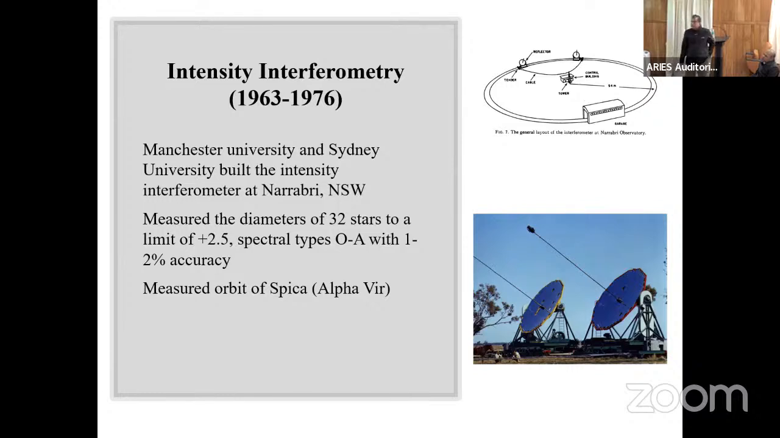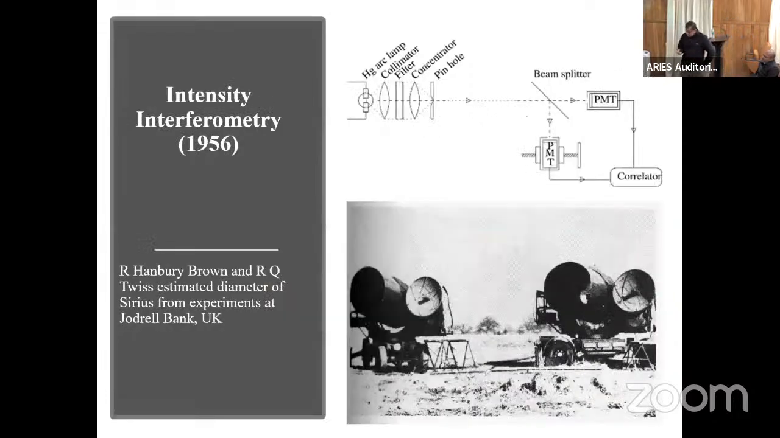They could measure even the orbit of Spica, and the accuracy was so beautiful. Even today, people are taking it as a standard result. Then he wanted to go for an even much bigger one.